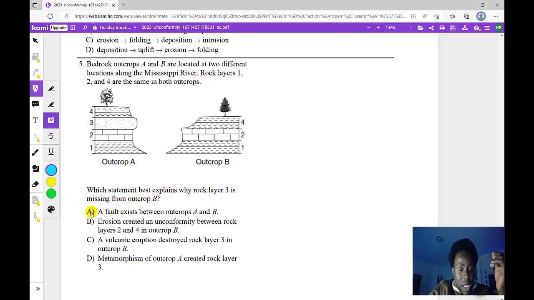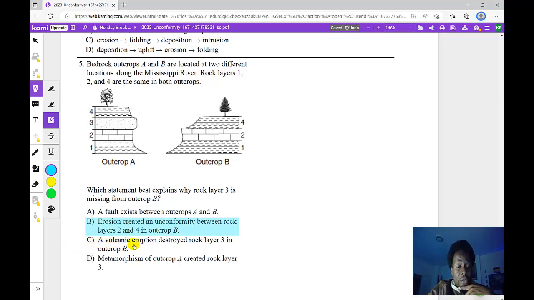Option A says a fault exists between outcrop A and B. I don't see a fault. A fault is simply a line, a crack caused by an earthquake. So that is not there right now. B says erosion created by an unconformity between rock layers 2 and 4 in outcrop B. That does sound like our answer, but let's see.